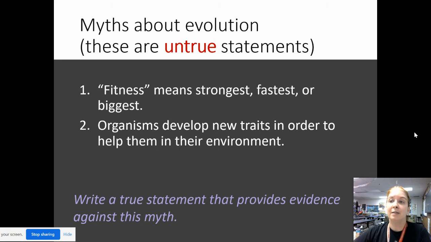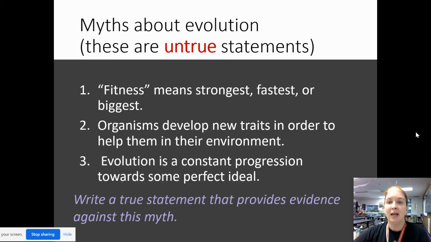Number two, organisms develop new traits in order to help them in their environment. I kind of already talked about this, but this is also not true. So go ahead and give me a true statement for that one. And number three, evolution is a constant progression towards some perfect ideal. So think about why that might not be a true statement as well. And show me a class.